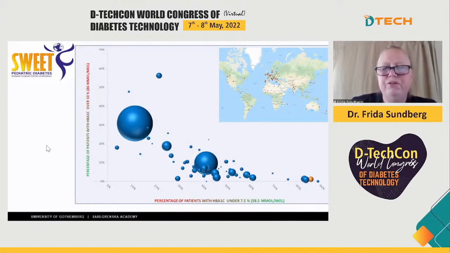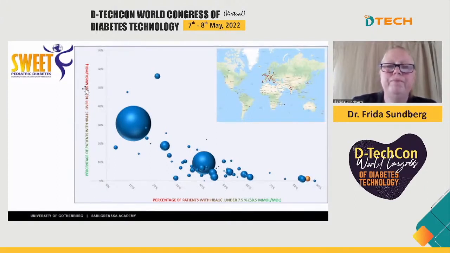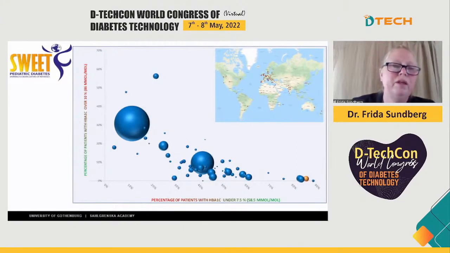And this figure shows that the bigger the bubble, the bigger the clinic, and the higher up on this scale means that you have a higher proportion of children with a very high HbA1c above 10%. And the further to the right on the picture, the number of patients with a low HbA1c under 7.5% increases. And those two clinics, most to the lower right, are the ones in Sweden participating in the network.